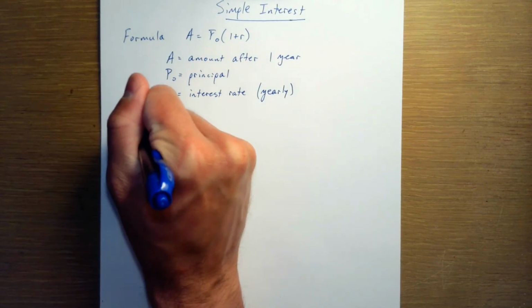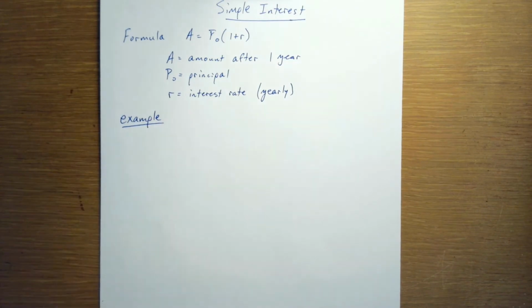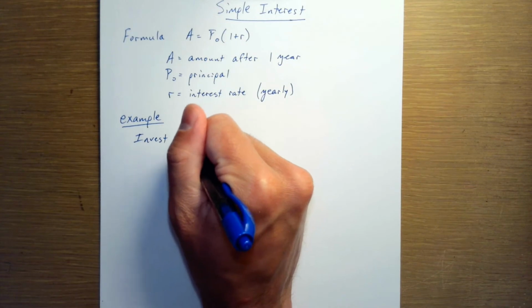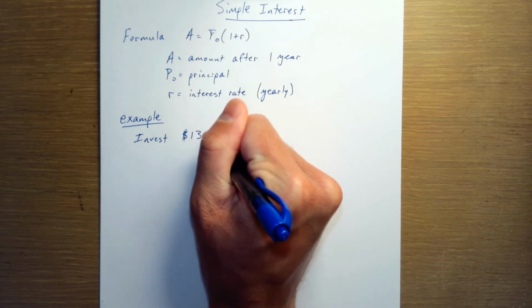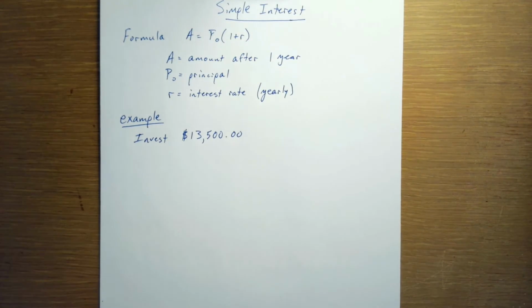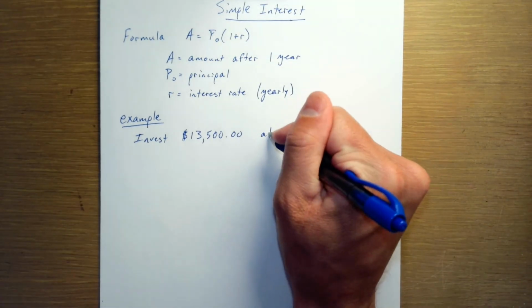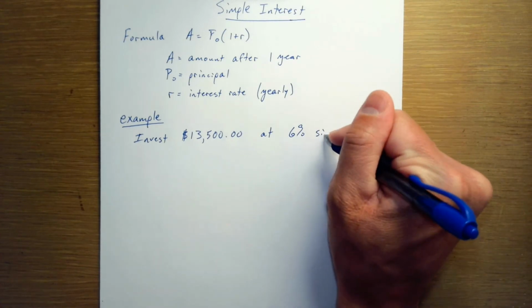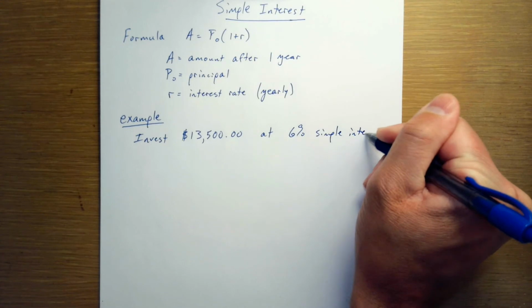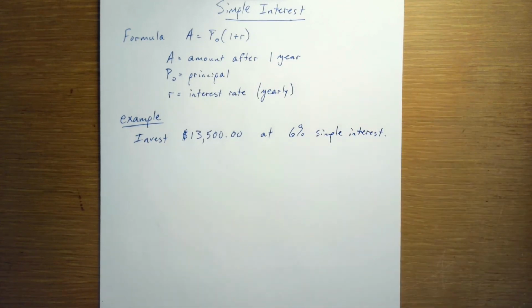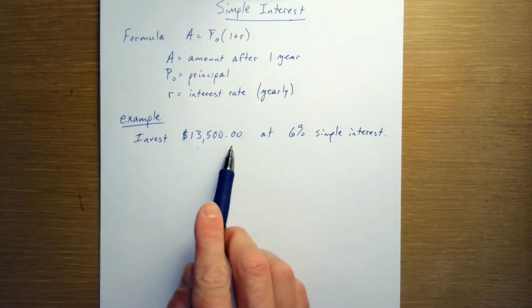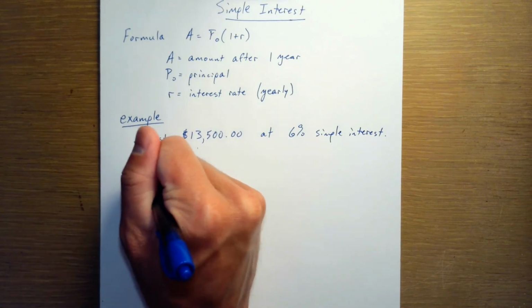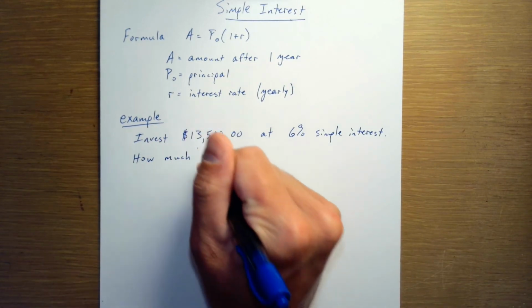So let's look at an example. Let's say that we invest some money into an account, and the amount of money that we invest is $13,500. And we're going to invest that in an account that gets 6% simple interest. So think of that as we make a deposit of $13,500 into an account, and that account accrues 6% simple interest. So let's just ask the question, how much money do we have after 1 year?